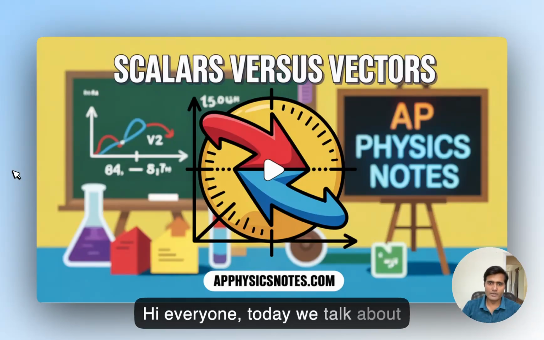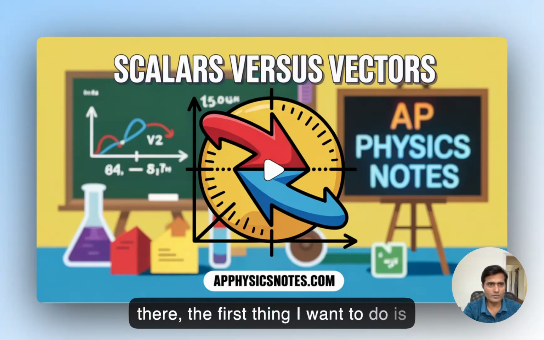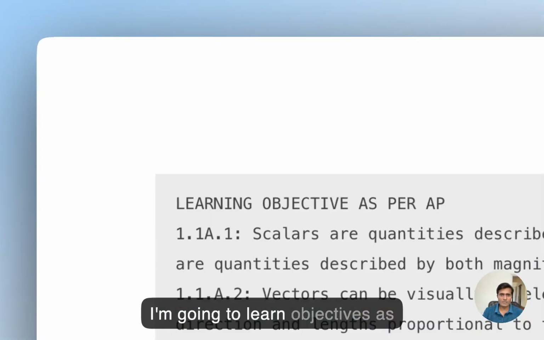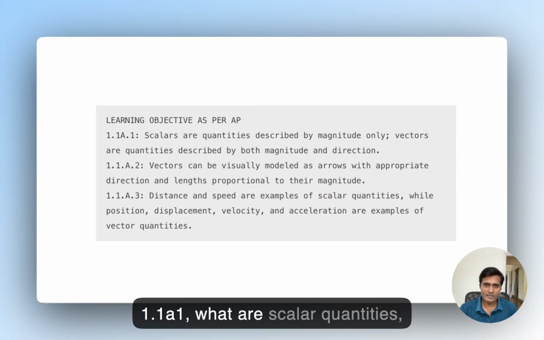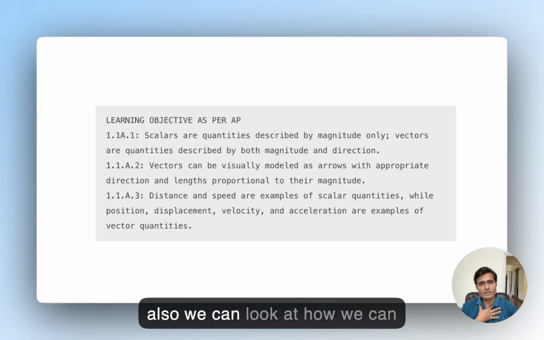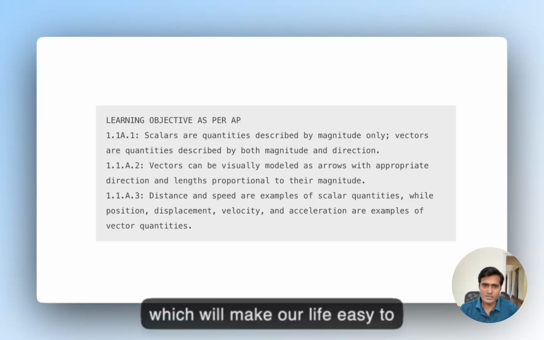Hi everyone. Today we'll talk about scalars versus vectors. Before we go there, the first thing I want to do is go into learning objectives as per the AP. So as you can see, 1.1A1: what are scalar quantities? Describe them. What are vector quantities? Describe them. Then also we can look at how we can visualize vectors using arrows, which will make our life easy to understand them and also deal with them.